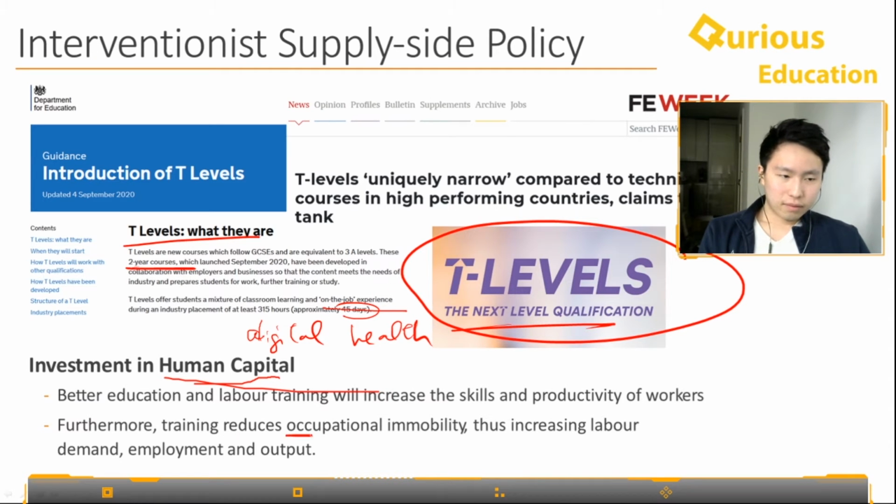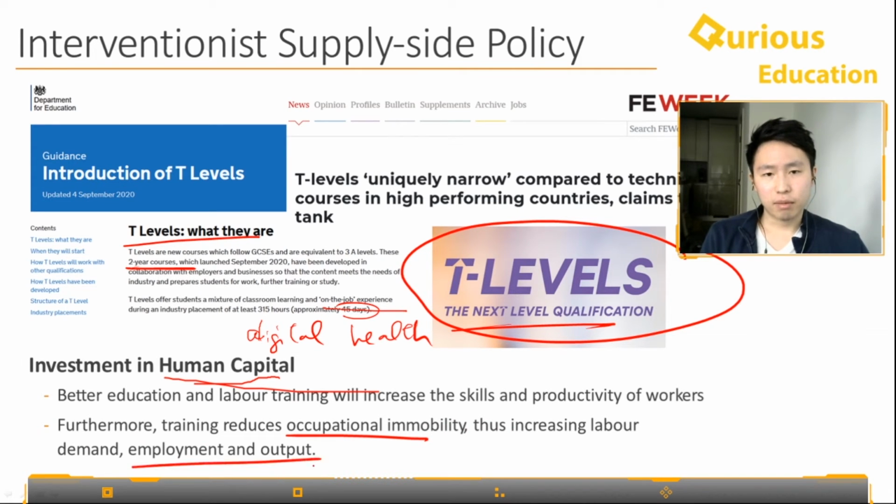So if we fix the mismatch between the skills and what is demanded in the economy, effectively we will be reducing what we call occupational immobility. So that our workers would be able to change their jobs and find the right one for them quicker and better. And as a result, it should help increase economic growth and employment.